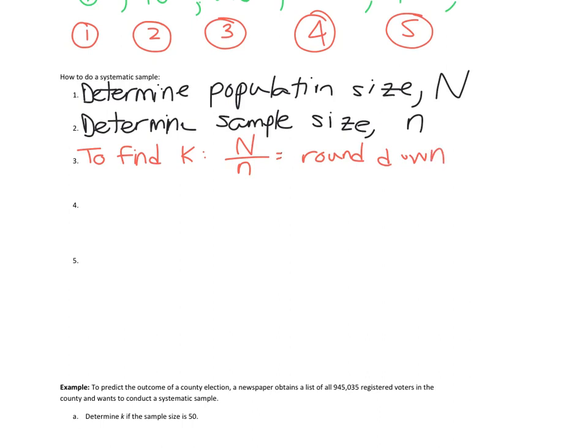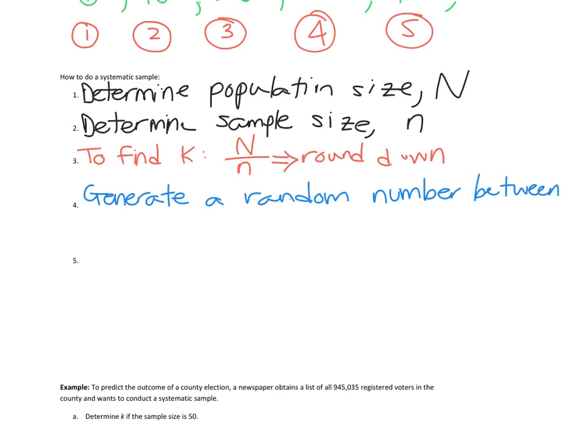And then that's your K. So you're going to divide your population size into n sample-size little chunks, and that's going to be your K after you round down. Okay, so now we generate a number between 1 and K. That's your first member of your sample. I should say random number. Everything needs to be random. That's the whole point. And we call that number P.